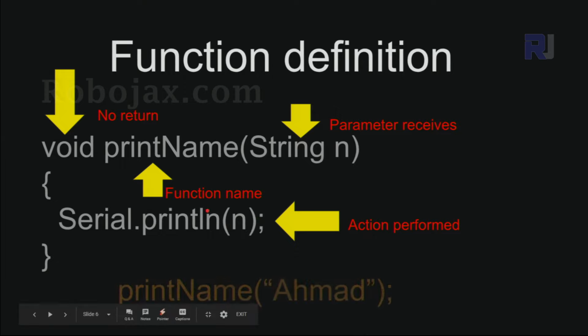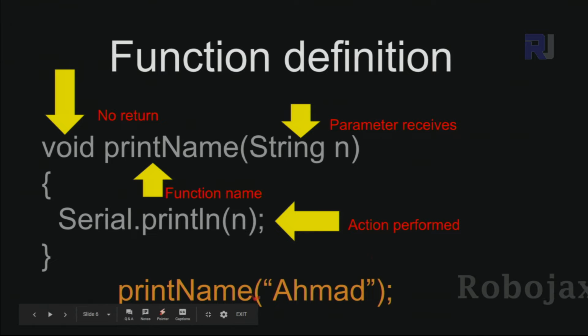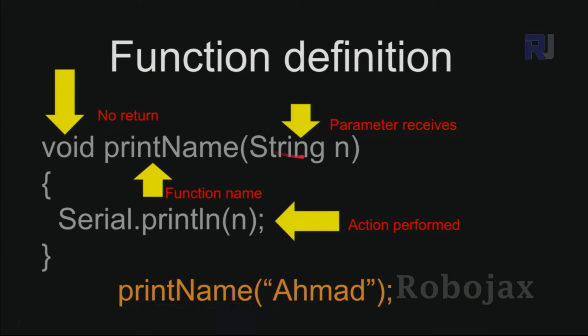How is this used? We just use the function name, print name, and inside the open and close parenthesis, this is a must. Every time you call a function, you use the function name with open and closing parenthesis. And because this is a string, we pass this parameter here. When we run this code, this Ahmad is assigned to n and becomes n, and when you use serial print, this will print Ahmad on the screen.